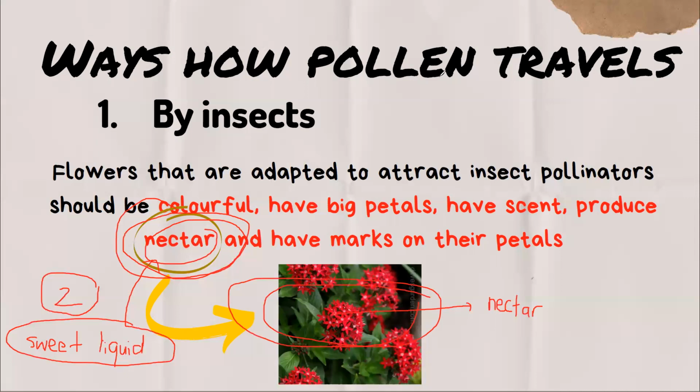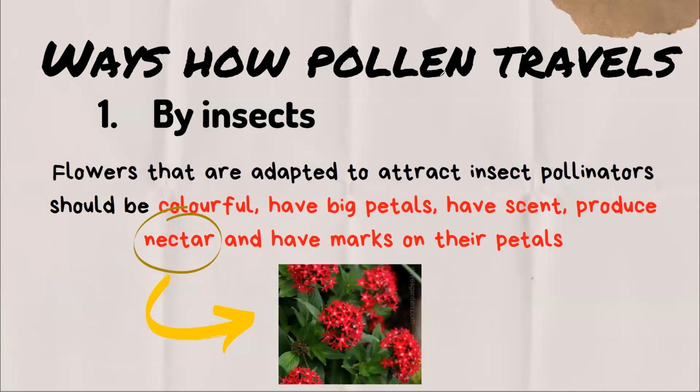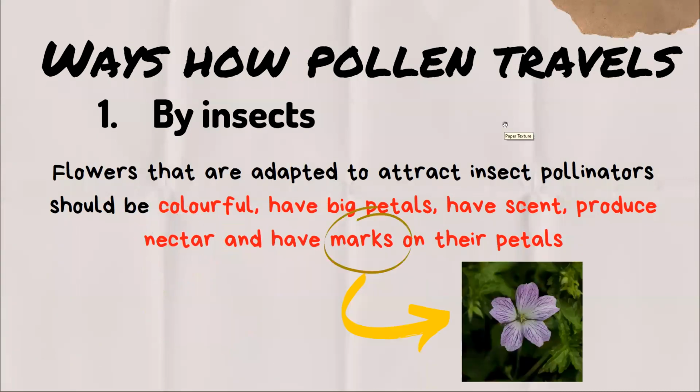All right, let's continue with our last adaptation for insects: they have marks on their petals. Teacher, why must they have marks? What do you think? Why must they have marks? This is in your textbook, and I've already mentioned this in class. I give you 1 minute. Think about it.